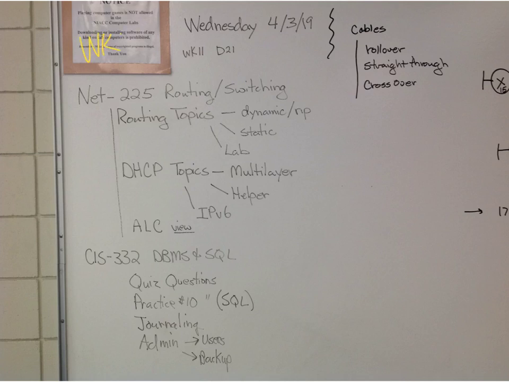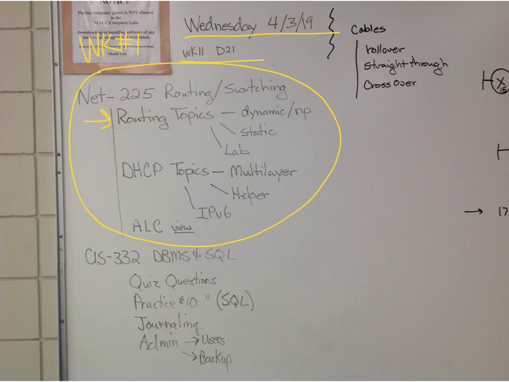Okay, now we're to Wednesday. Routing topics, RIP, static, lab, DHCP topics, multi-layer switch, helper address, IPv6, access list. We just start reviewing access list.